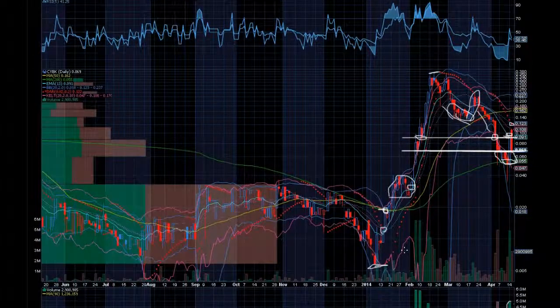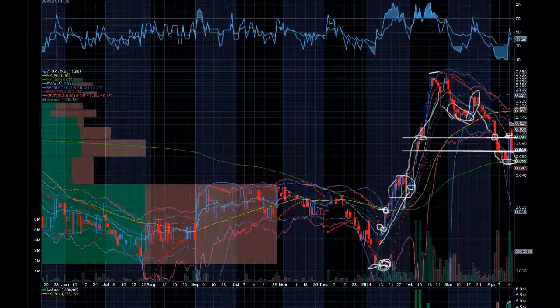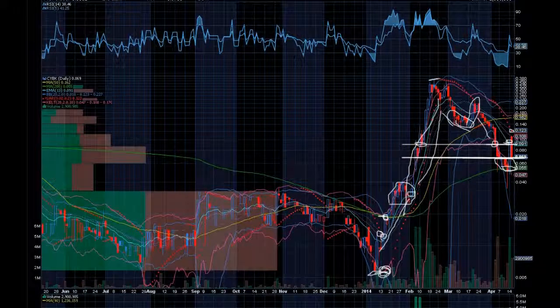And just to briefly point out also what's happened when the parabolic SAR has flipped before. Right here is an area where the parabolic SAR flipped. See, it was trading above right here. It got hit, flipped below, then look at this nice move all the way up to here before it flipped again. So the parabolic SAR has been a very significant part of this chart, as well as the 13 EMA. So those are our two main indicators as far as I'm concerned.